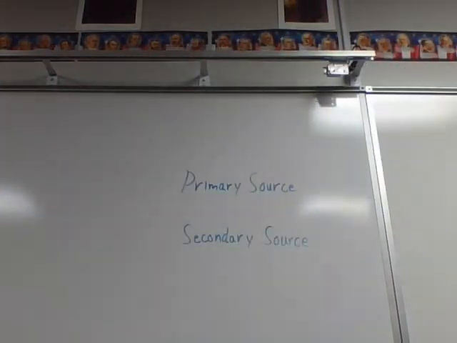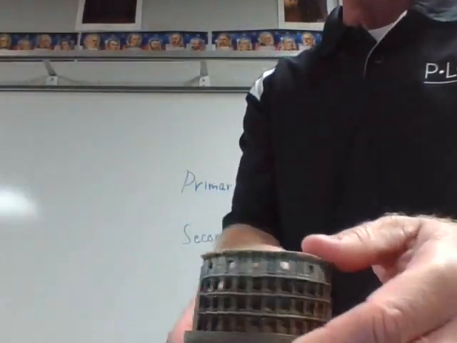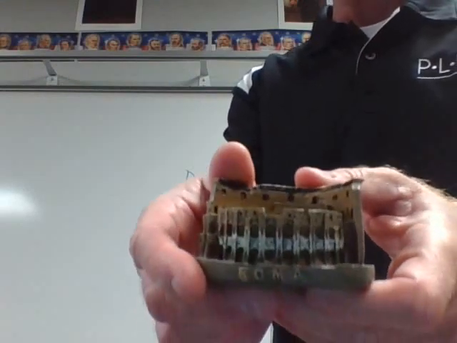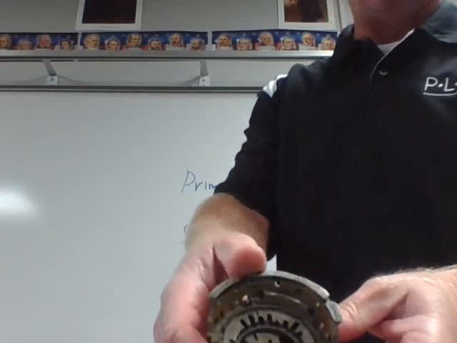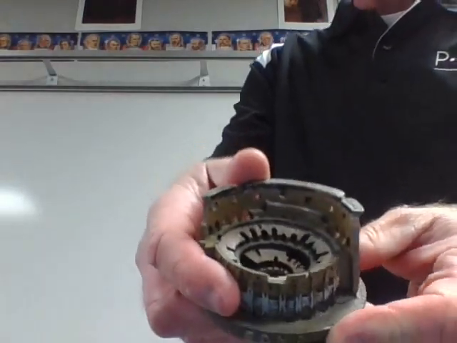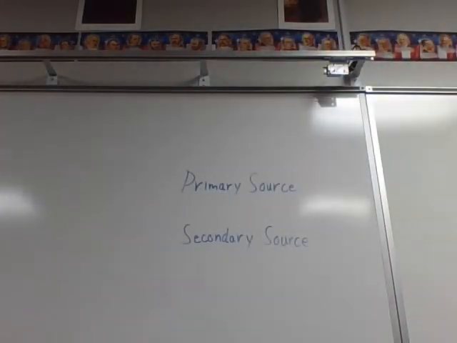Another example of a secondary source is this. This is a small example, if you can see it well, of the Roman Colosseum. If you can imagine, the actual real Roman Colosseum wouldn't fit in this classroom, nor in this school. So this is a little clay example someone got me one time that shows what the Roman Colosseum looks like. So this would be a secondary source.